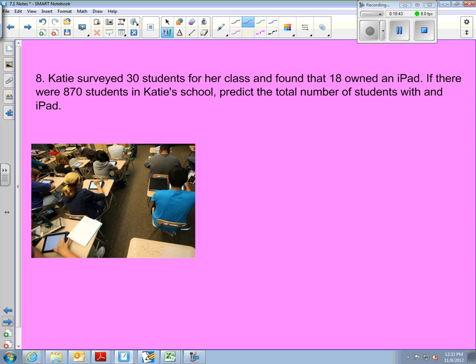And then the last one is going to be a word problem proportion, and I have faith that you guys will come through with this one done for tomorrow also.